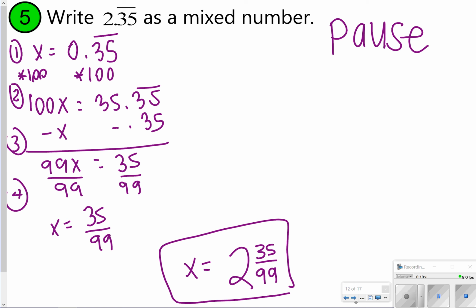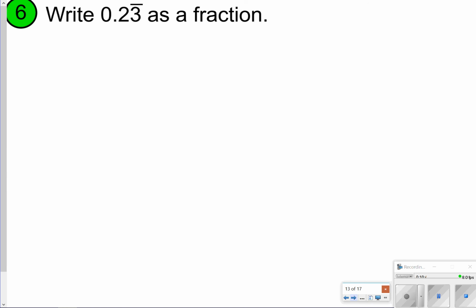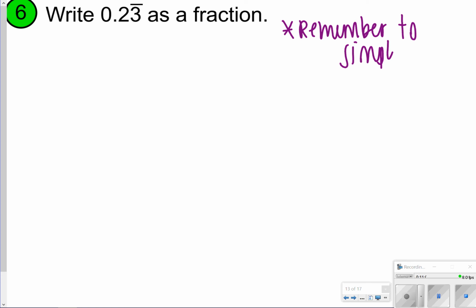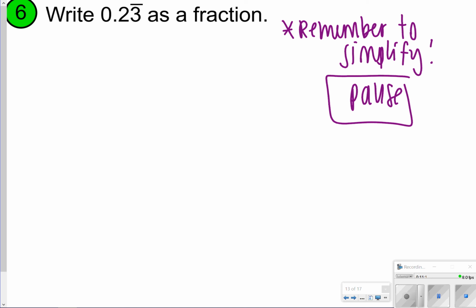Okay? Step 6 is a little bit different. You are still going to multiply both of these by 10 because there's only one repeating decimal. Okay? So let's go ahead and try this one. You will need to simplify, so remember to simplify your answer. Let's see if we can figure this one out, okay? Go ahead and pause right now. Try number 6, and once you're done, click play to check your work.